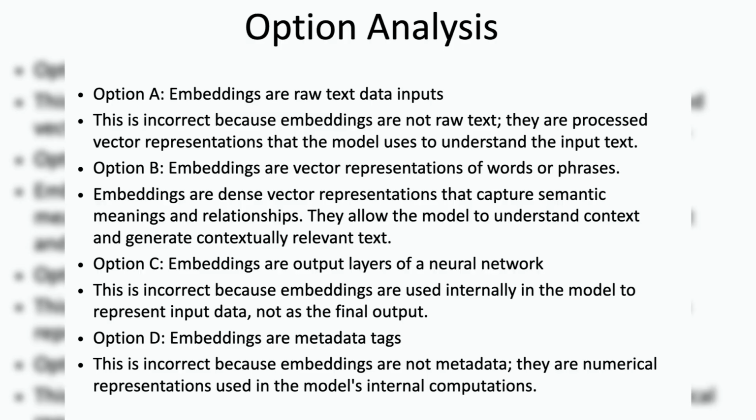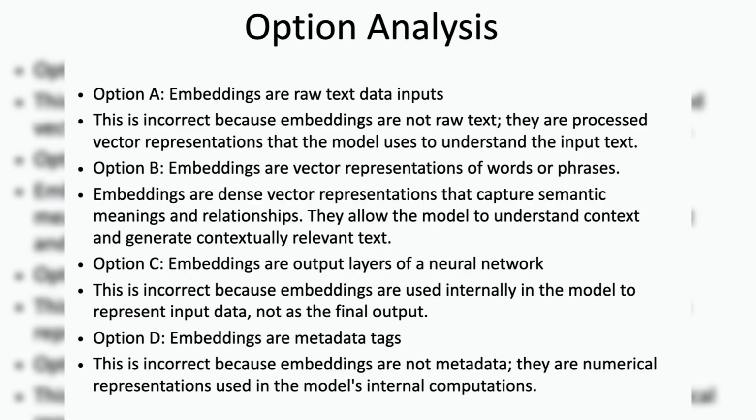Option B, embeddings are vector representations of words or phrases. Embeddings are dense vector representations of words, phrases, or even sentences that capture semantic meanings and relationships between them. In generative AI models, embeddings are crucial for transforming text into a format that the model can process effectively. These vectors allow the model to understand the context, similarities, and relationships between different words or phrases, enabling it to generate contextually relevant and coherent text.